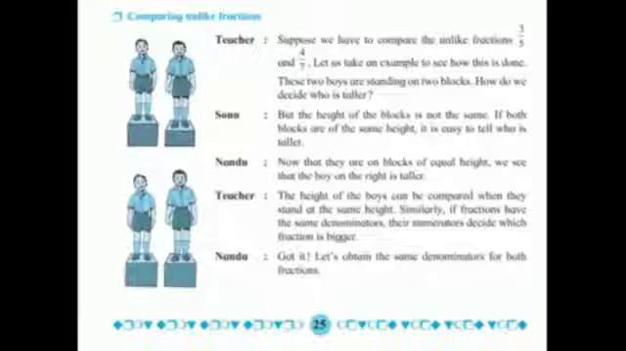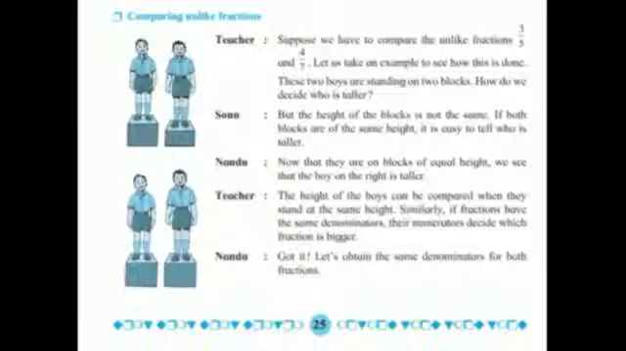Now what did the teacher do? Teacher gave both of them blocks of equal size. So both the boys were standing on equal size blocks. In the second picture, you can see the boy on the right side is taller. Then the teacher is telling that the height of the boys can be compared when they stand at the same height, on equal size blocks.